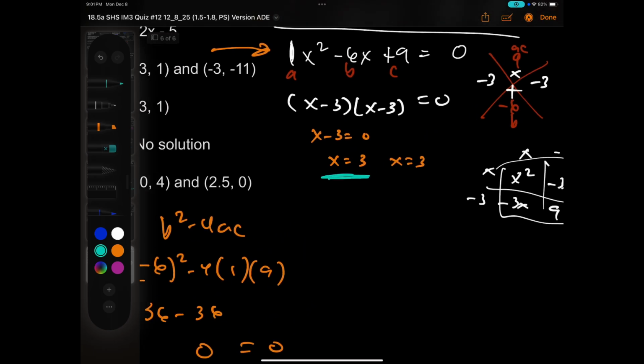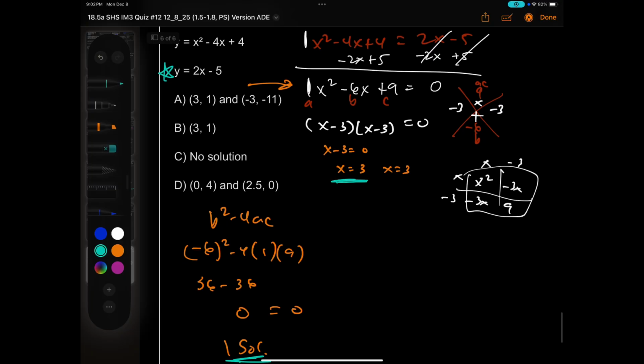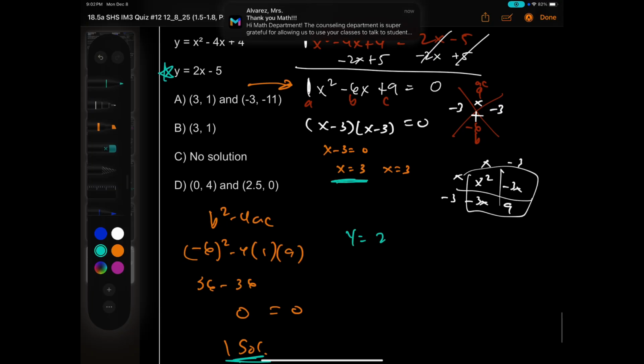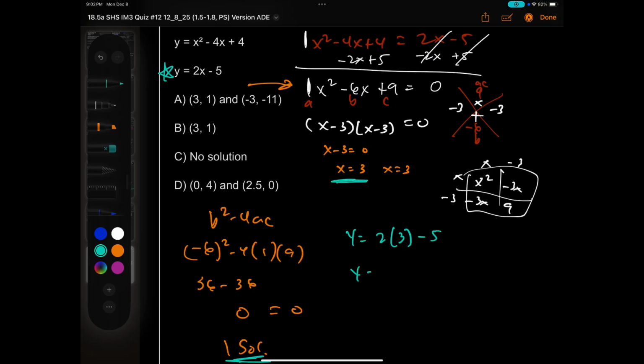Okay, so if you actually put in 3 into the easiest one, which I think is this one, let's put that in there. 2 times 3 minus 5, so this means I get 6 minus 5 is 1. Okay, so x is 3, y is 1. That's an ordered pair, which means just this one.